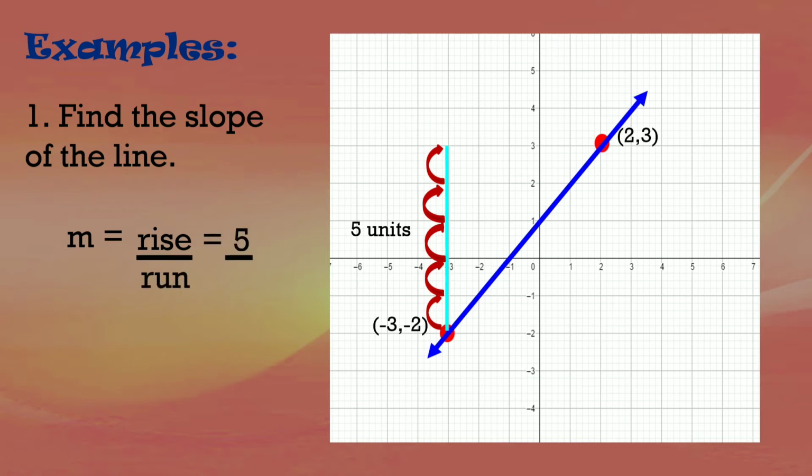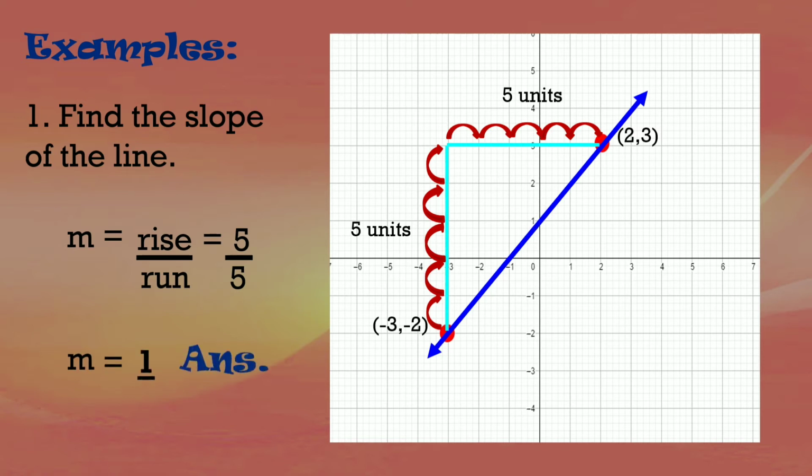And then, run. So, horizontal na tayo. So, 1, 2, 3, 4, 5. So, we have 5 units. So, we have 5 over 5. So, meaning, ang slope natin ay equal sa 1. Kasi 5 divided by 5 is 1. So, yun ang ating sagot.